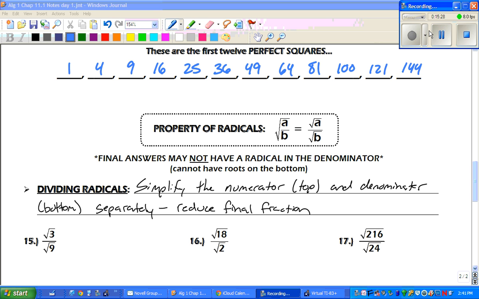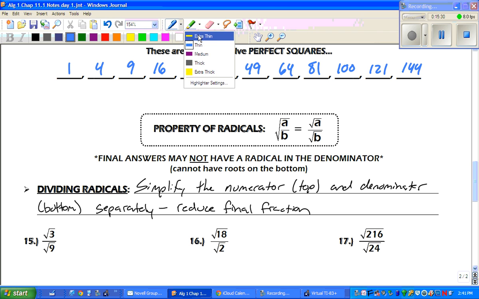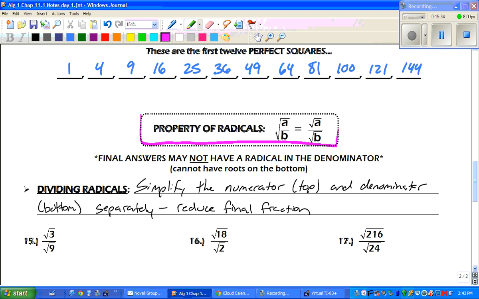Okay, now we're talking about the property of radicals. This one is when you have a radical, a nice big one, you can break it down into two parts like that. One thing though, very important, is that your final answers may not have a radical in the denominator.